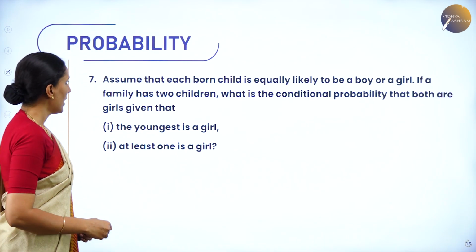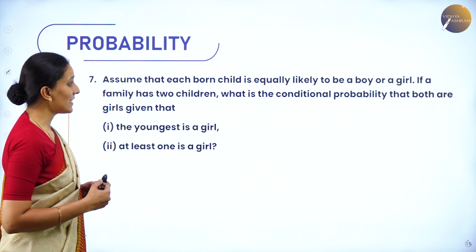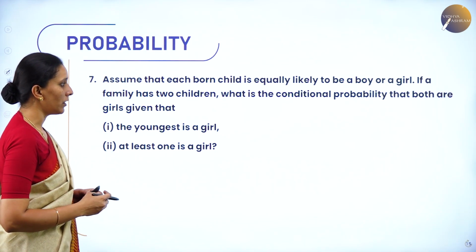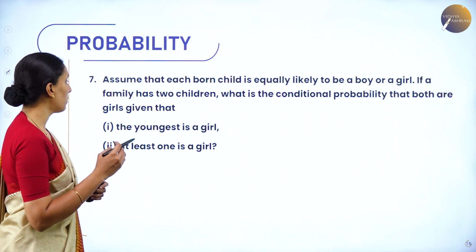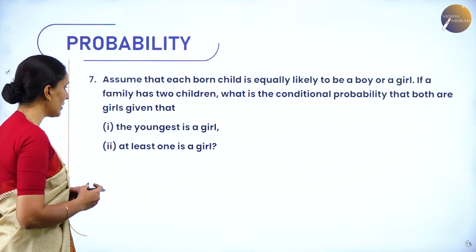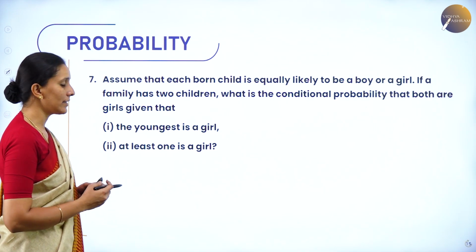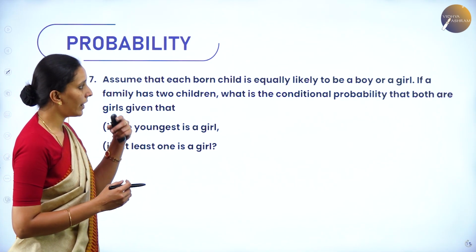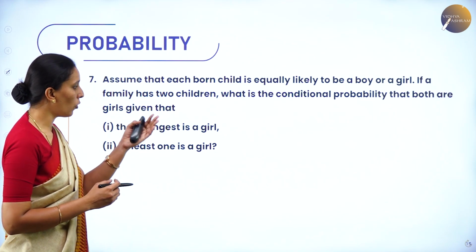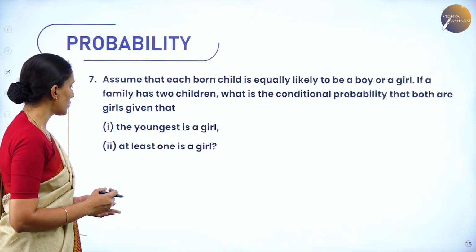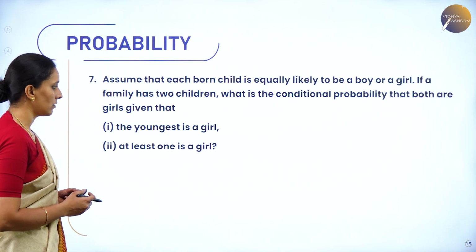Question number 7. Assume that each born child is equally likely to be a boy or a girl. If a family has 2 children, what is the conditional probability that both are girls given that the youngest is a girl? Second one, at least one is a girl. So we have to calculate the conditional probability of both are girls with the first, the youngest is a girl, and the next one is at least one of them is a girl.